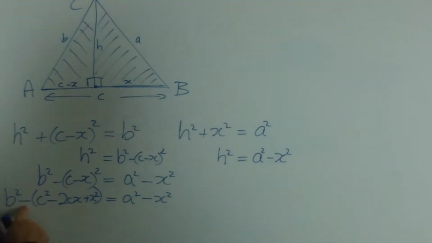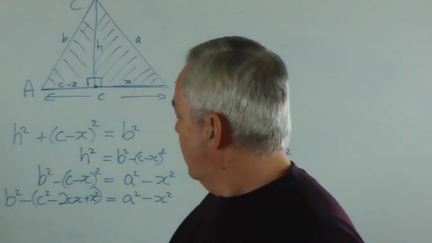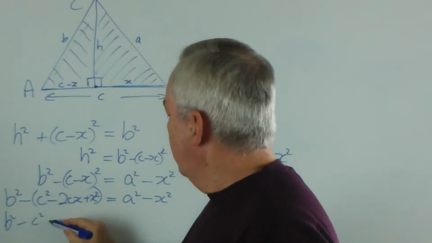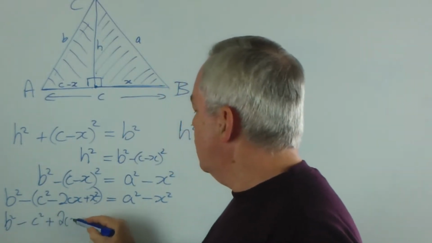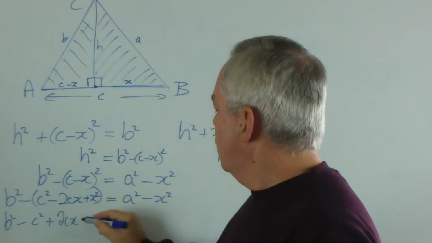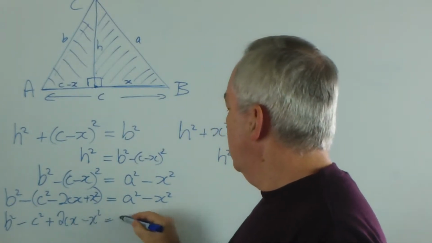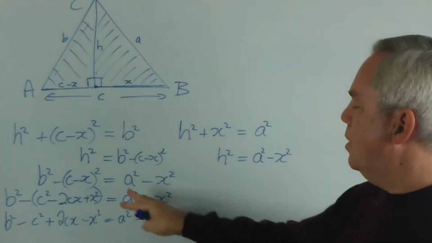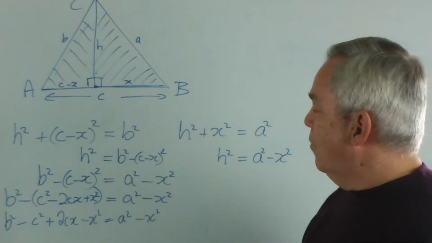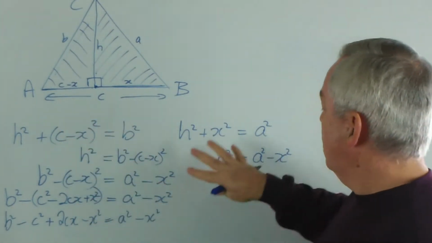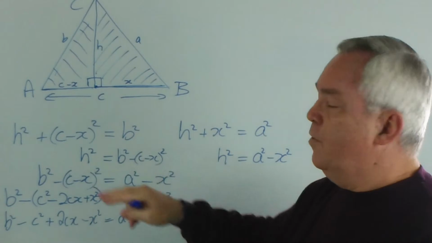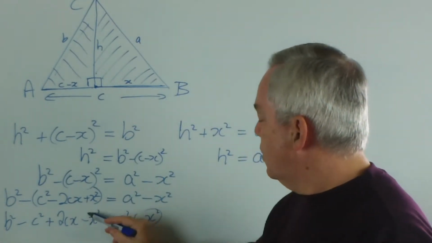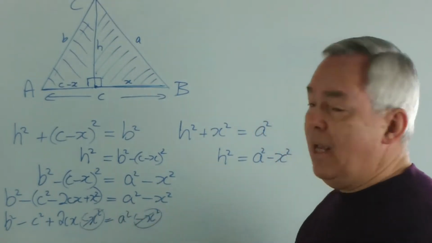Removing the parentheses, noting there's a minus sign in front, it's very important to notice this, we get b squared minus c squared plus 2cx minus x squared equals a squared minus x squared. Now this seems like a little bit of a jumble, but just remember that it was really just Pythagoras' theorem, and remove the h squared. We get to this and notice there's a minus x squared on both sides, so we can remove them by adding x squared.